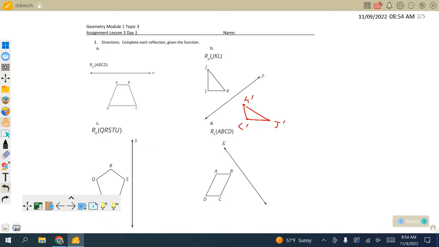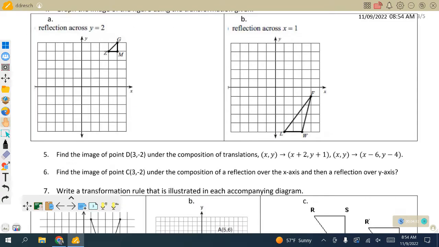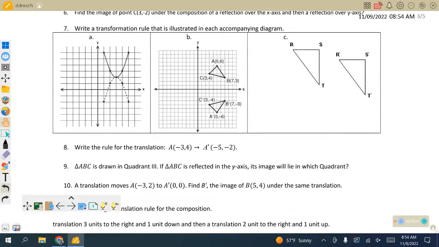Yeah, Grace. 7A. All right, 7A's on the back side. Just 7. Okay. All right, 7 here. Write a rule that is illustrating the diagram. So how can we get this onto there? Well, I can see it's a flip, so it's a reflection, right?